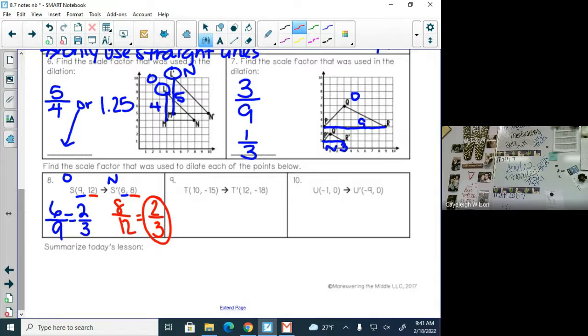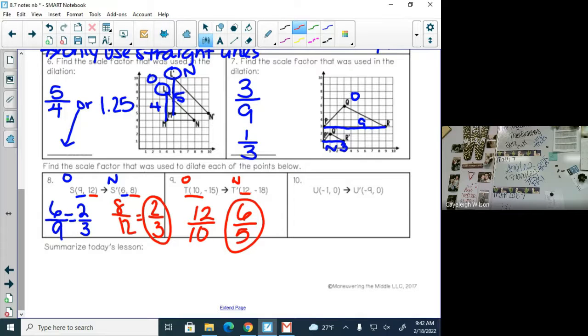All right. On the next one, T is the original, T prime is the new. So you can choose either the X's or the Y's. You can't mix them together though. It's either a ratio of the X's or a ratio of the Y's. But I just mixed them together on the board. All right, so I'm gonna do the X's. So I'm gonna do 12 over 10. So 12 over 10, that can be reduced by 2. So that's 6/5. Or you could put 1.2, that would be perfect.